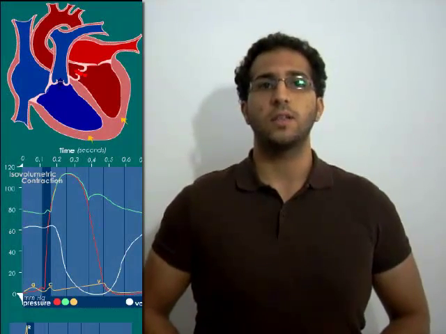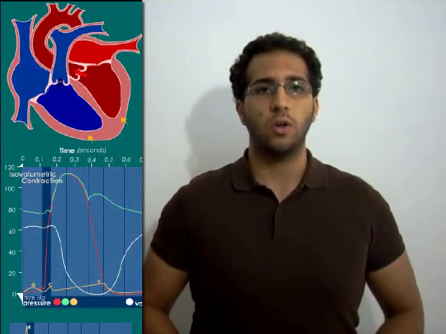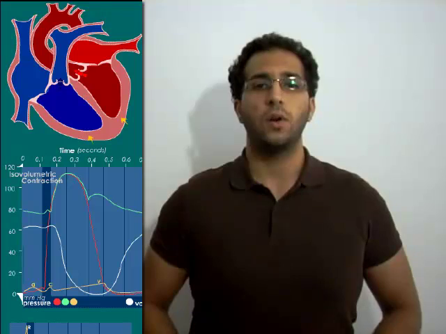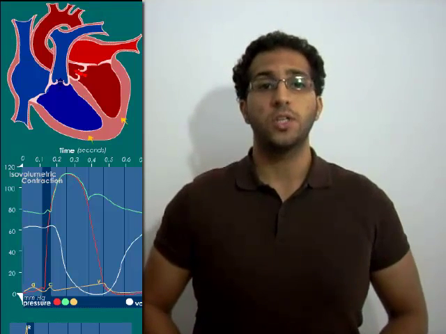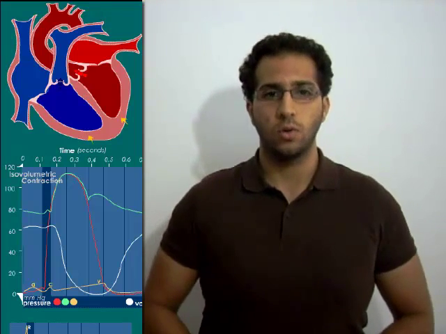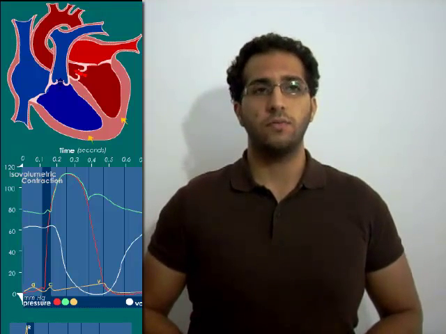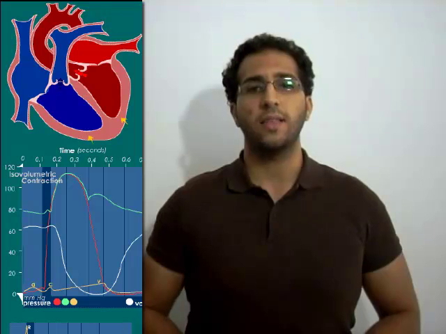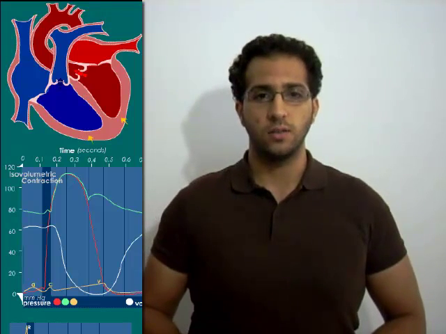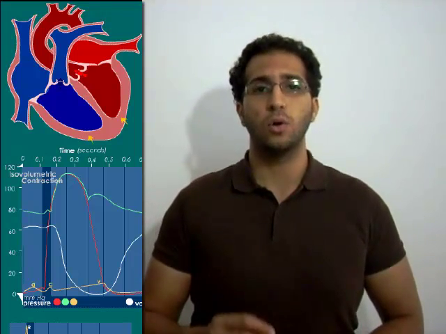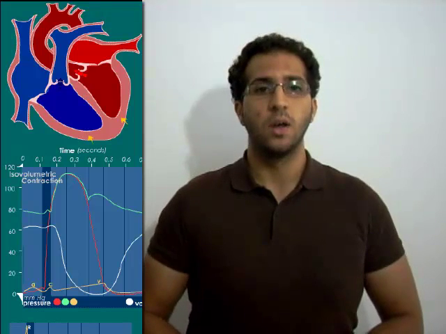The second phase in the cardiac cycle that we're going to be talking about is the isovolumetric contraction, which is the beginning of the systole. It affects the heart by the atrioventricular valves closing at the beginning of this phase. So the atrioventricular valves close in the beginning of this phase.